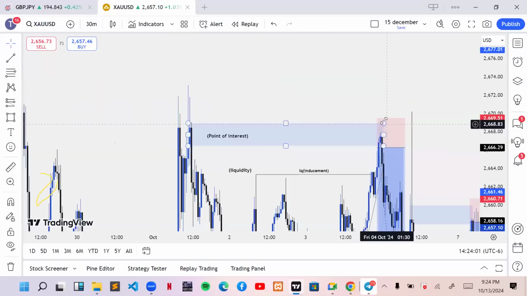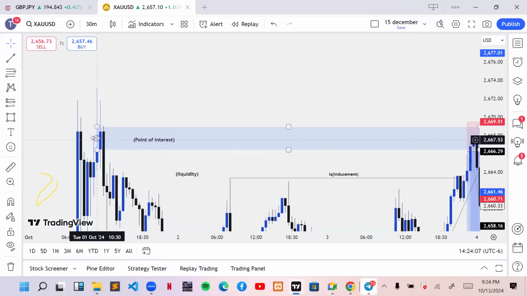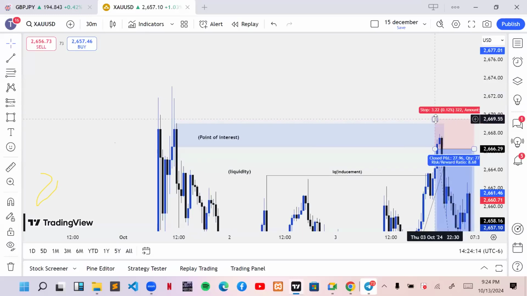I said your stop loss should be above those candles that you picked your entry from. Now, for me, I picked my entry exactly from this one. I think my stop loss was just here, above this candle, just slightly above it. That's it.